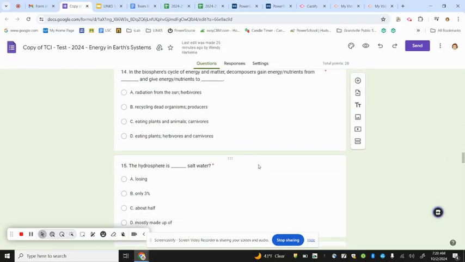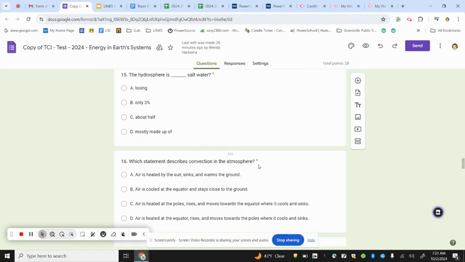Number 14, in the biosphere cycle of energy and matter, decomposers gain energy or nutrients from blank and give energy or nutrients to blank. A, radiation from the sun, herbivores. B, recycling dead organisms, producers. C, eating plants and animals, carnivores. D, eating plants, herbivores, and carnivores.